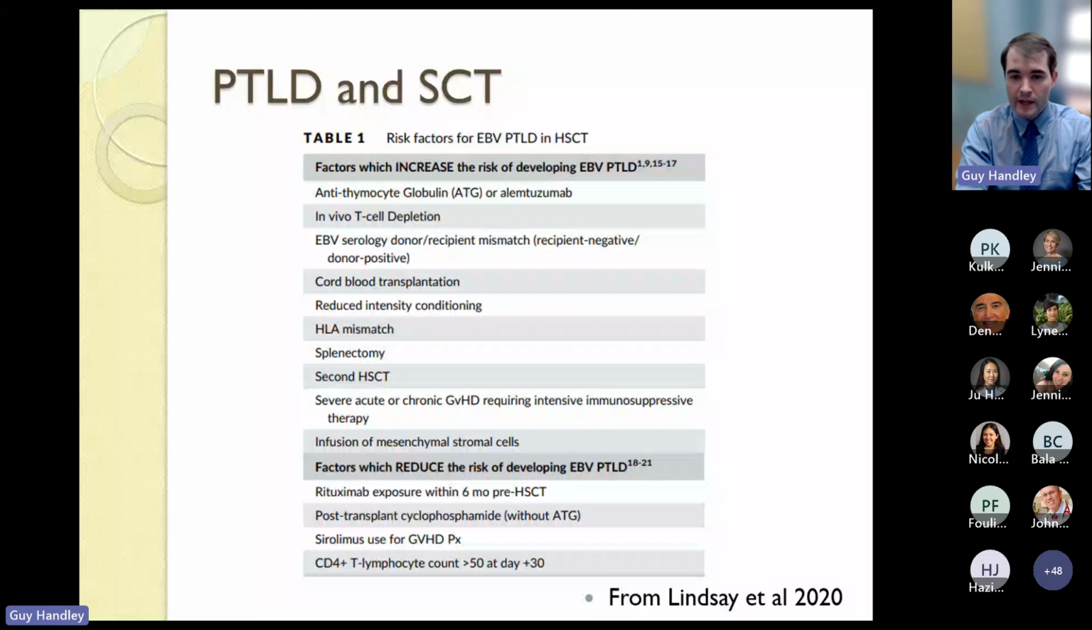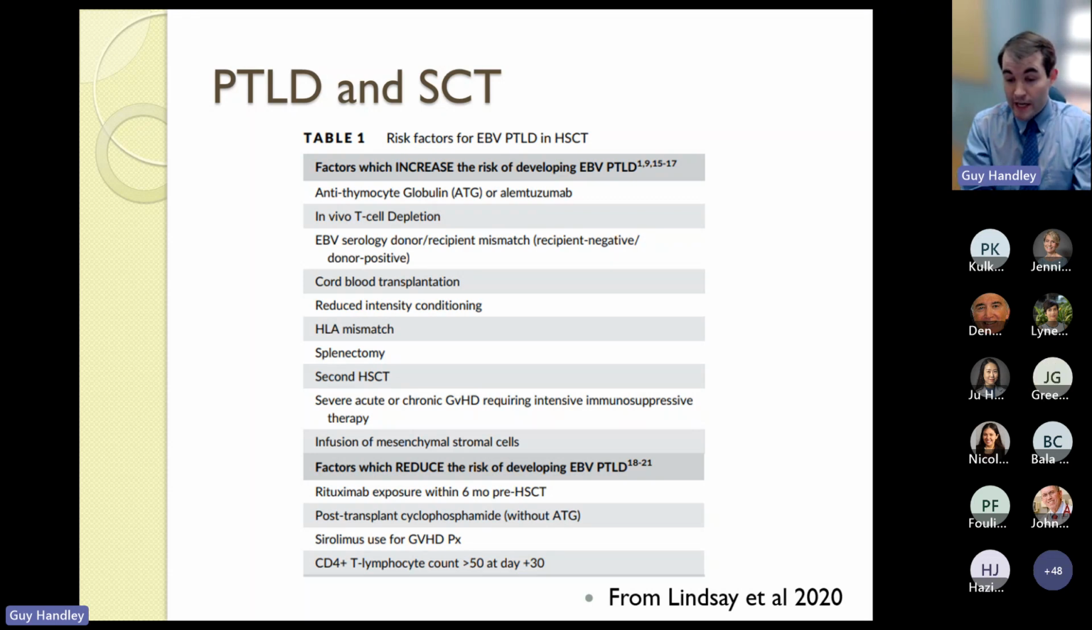Certain risk factors for PTLD and stem cell transplant are a lot of the same things as solid organ transplant. Other ones I'd highlight that are more unique: cord blood transplant itself. Those are really T-cell depleted allografts just by the nature of a cord blood sample. HLA mismatch, and severe GVHD.